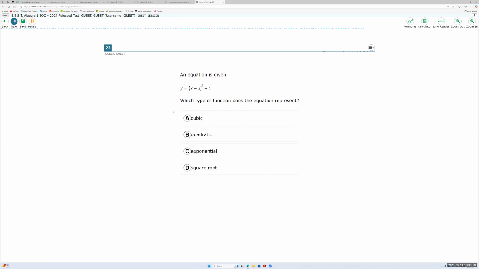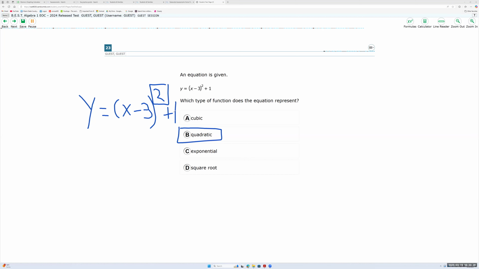Okay, so which type of function is this? This function says y is equal to x minus 3 to the second power plus 1. Okay, so to the second power is squared. A square is at least a quadrilateral. So in Spanish, cuadrado. So quadratic it is because it's a square. It's a power of 2. So quadratic is the answer.